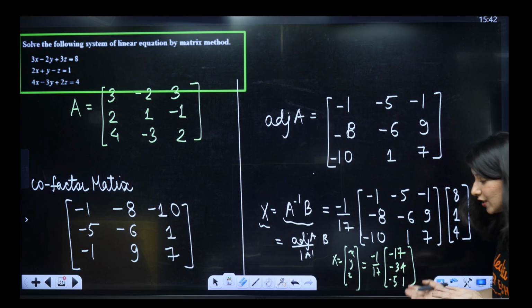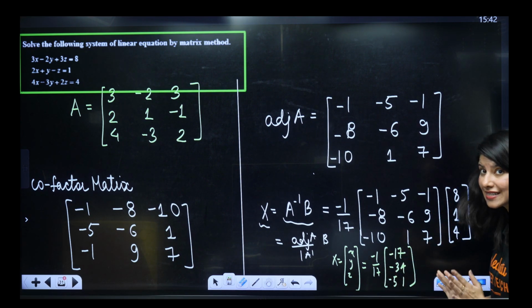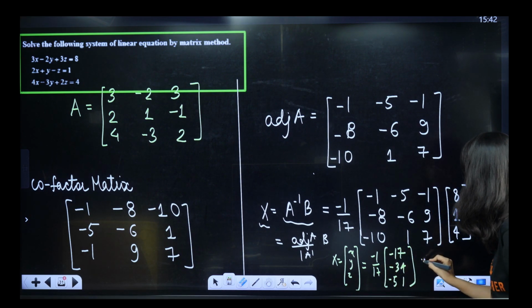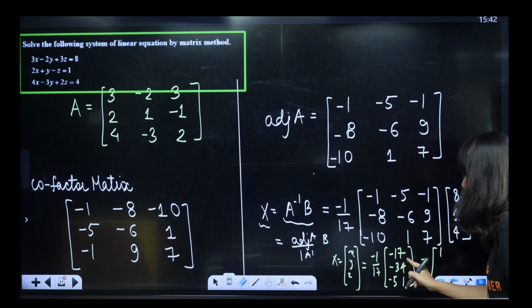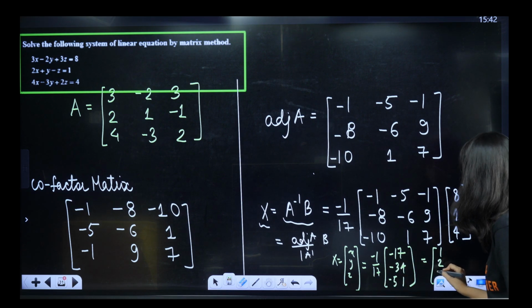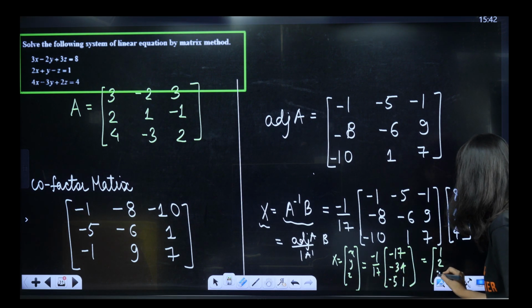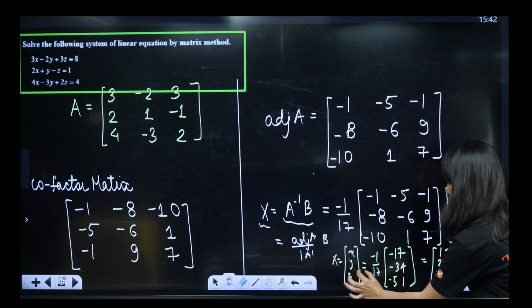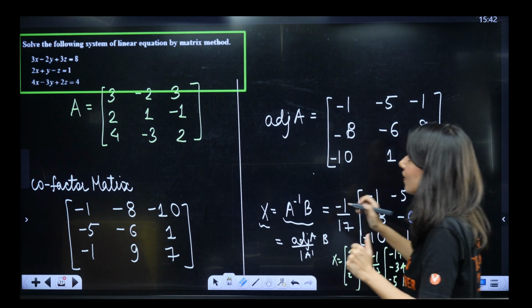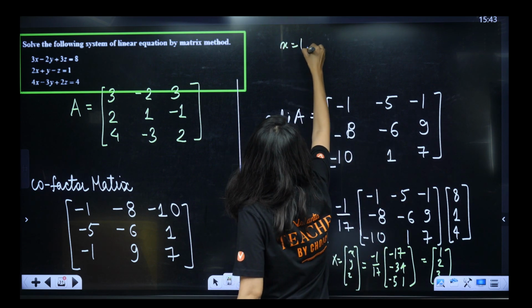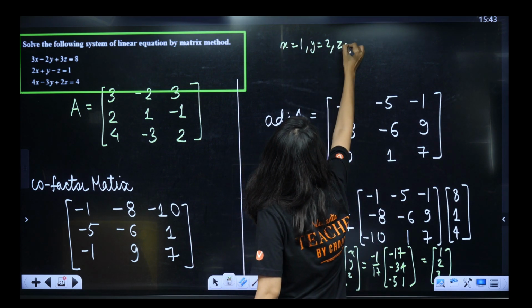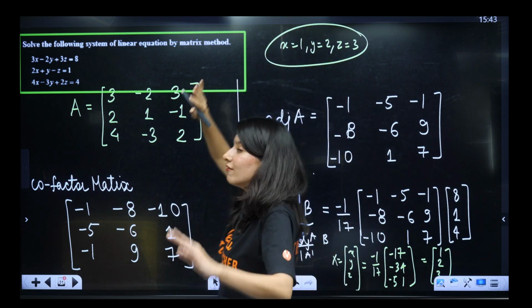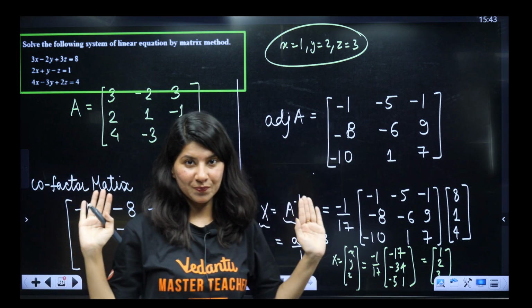Now, can you see, minus minus is becoming cancelled, 17 by 17 is 1, 34 by 17 is 2 and 51 by 17 is 3. So your x is coming out as 1, y is coming out as 2, z is coming out as 3. This is your final answer. X equals to 1, comma, y equals to 2, comma, z equals to 3. And you're done. Full marks will be awarded to you.